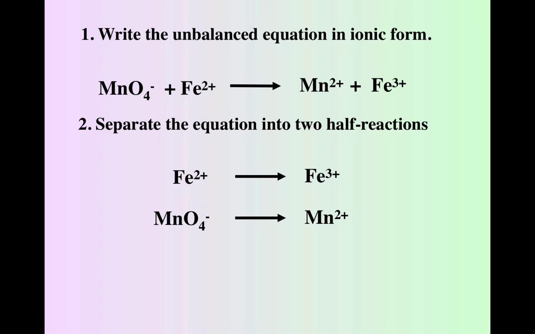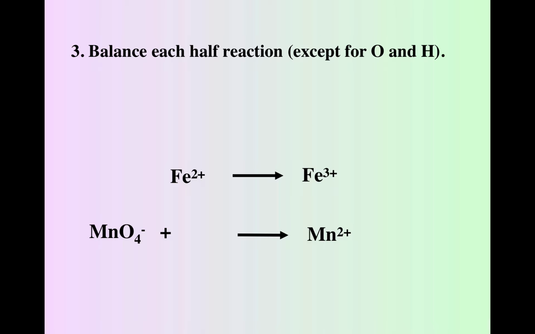And iron 2 going to iron 3 is acting as the reducing agent. All right, so iron 2 is the reducing agent, permanganate is the oxidizing agent. All right, so we've got our 2 half reactions. So we split it up now. Now we follow step 3, which says balance everything except for O and H. All right, so 1 iron on one side, 1 iron on the other. That's balanced. 1 manganese, balanced.